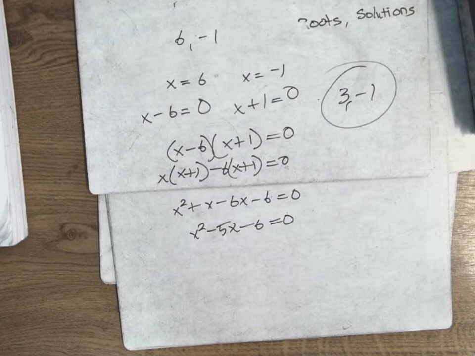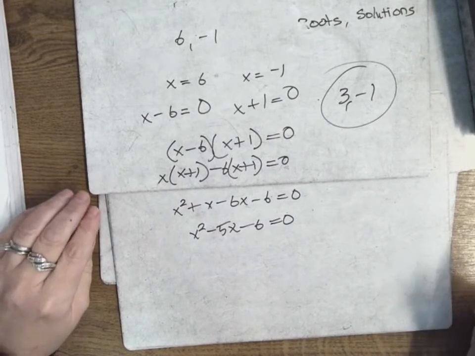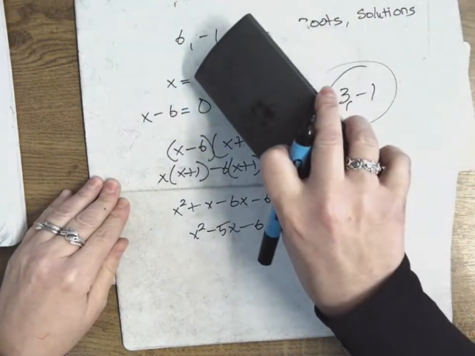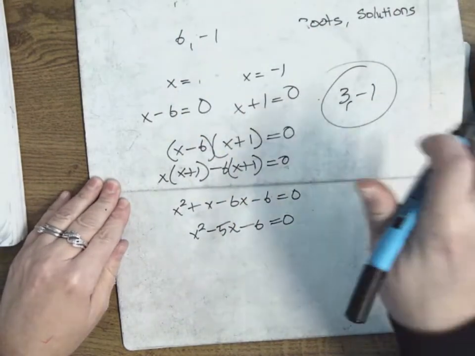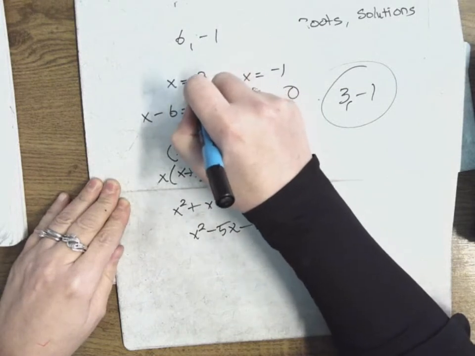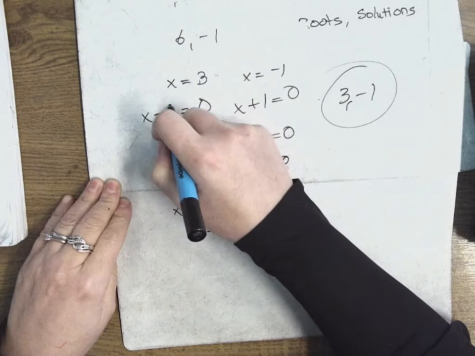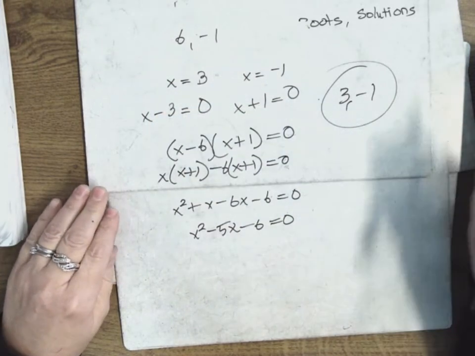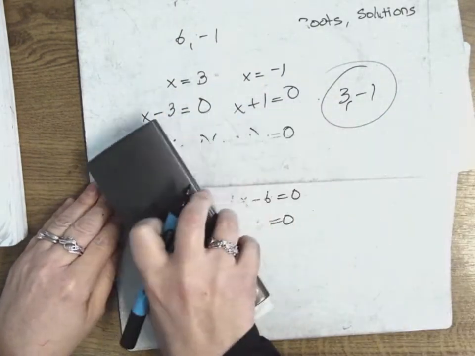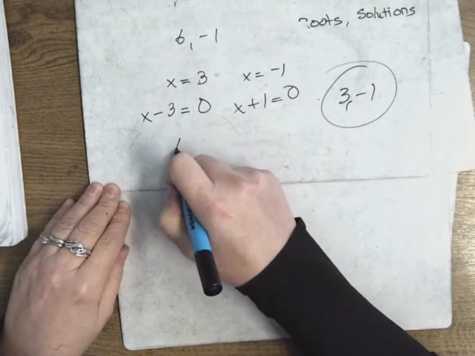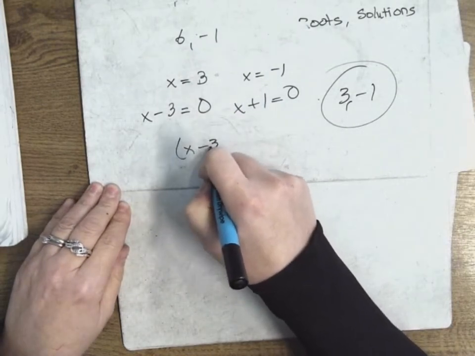Yes. I don't understand this past a certain point. Right, okay, tell me what's the first thing you wrote down? x is equal to 3 and x is equal to minus 1. Right, okay, what's the next line you wrote down? x minus 3 equals 0, x plus 1 equals 0. Exactly, and then the next line, bracket x minus 3 bracket and then bracket x plus 1, equals 0. Very good.